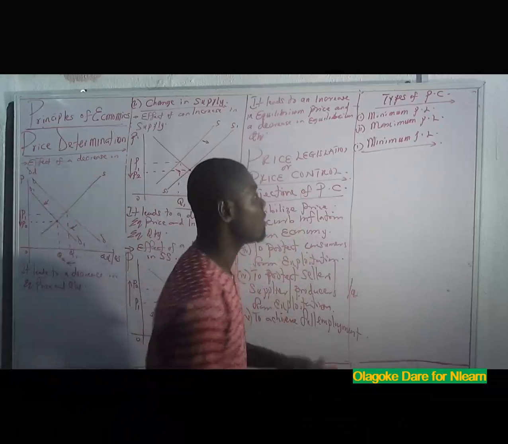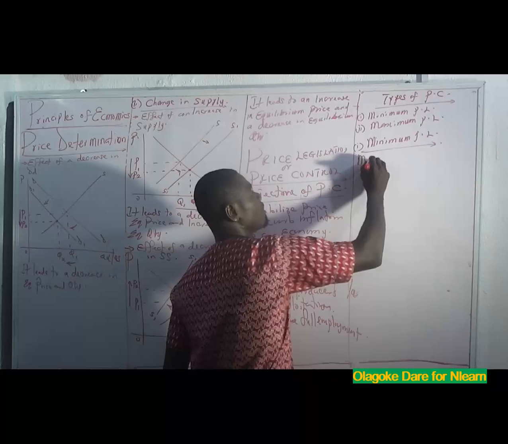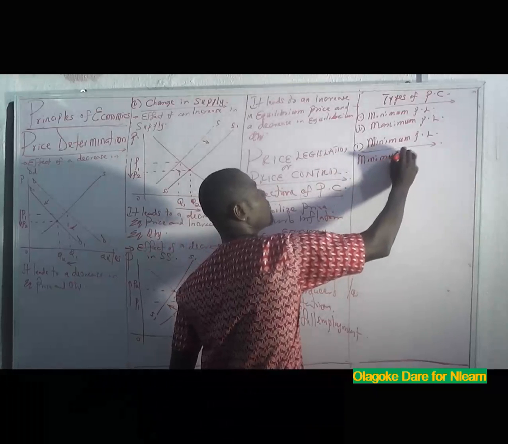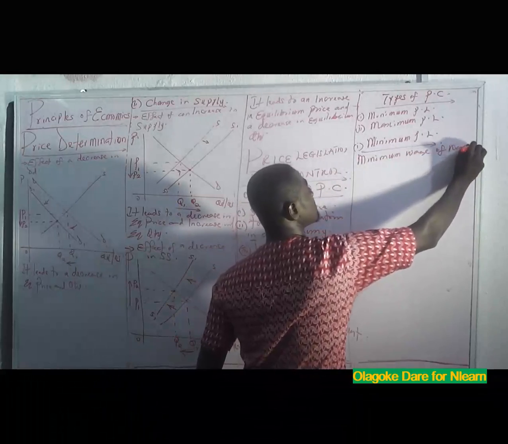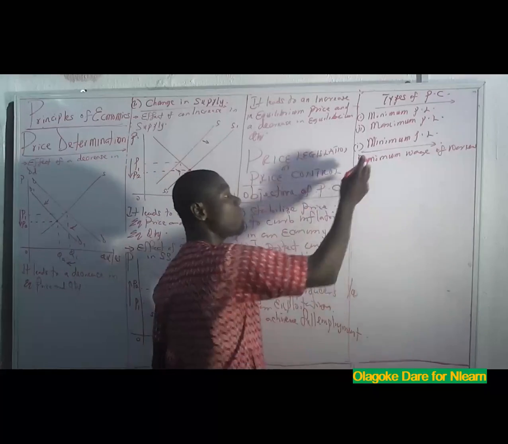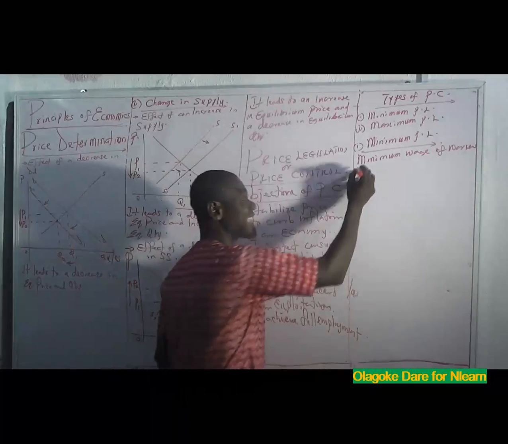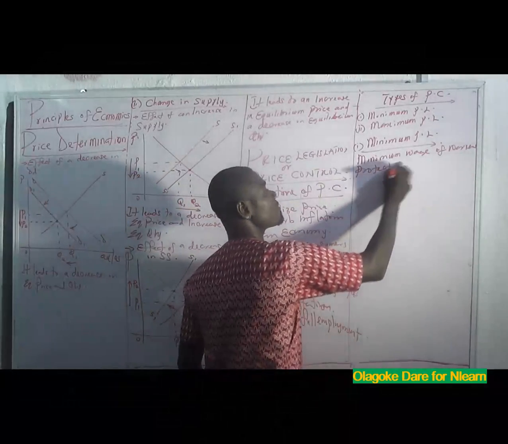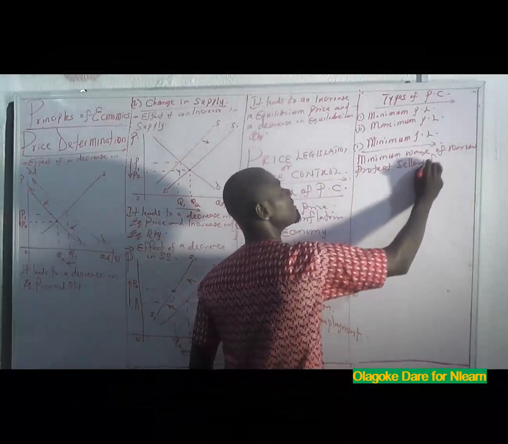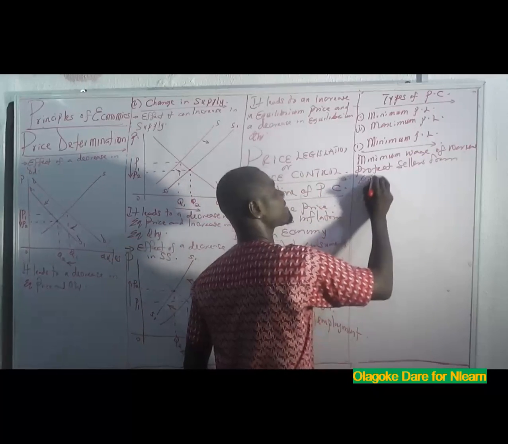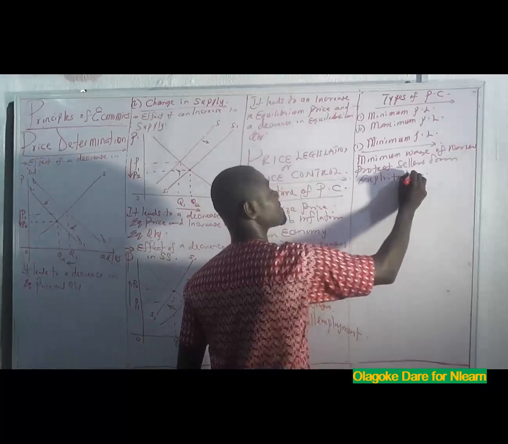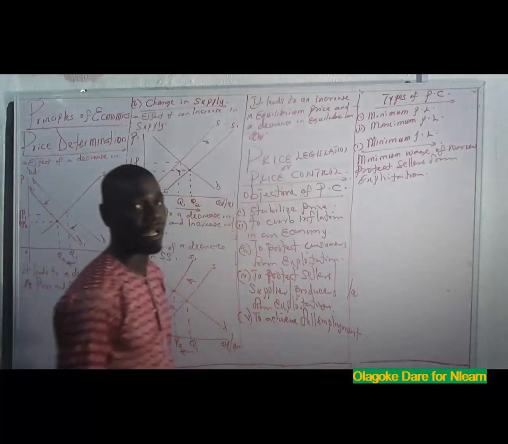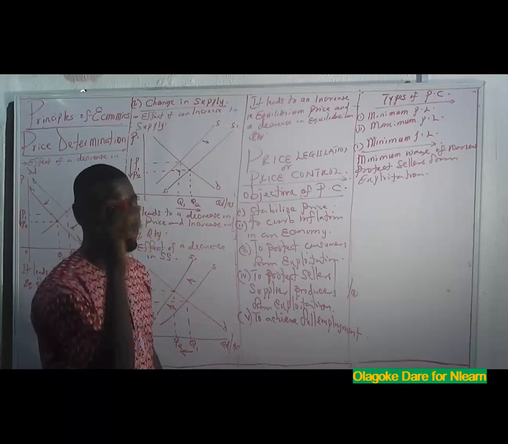An example of minimum price legislation is minimum wage of workers. That's an example. And minimum price legislation is meant to protect sellers from exploitation. Sellers as well as producers as well as suppliers. It protects them from exploitation.